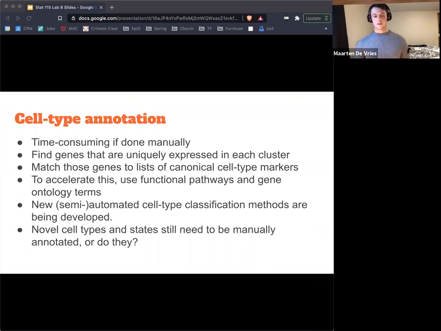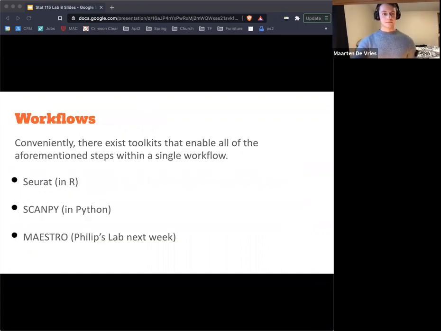So you might know that a certain gene, let's say CD8, is key in CD8 T cells, right? So if you know that, you can see which clusters highly express CD8, and then if they also match a bunch of other canonical cell type markers, then you call them CD8 T cells. You can accelerate this using functional pathways and gene ontology. And I am actually doing a project myself on doing automatic annotation, which I find quite exciting. We don't have to worry about that.